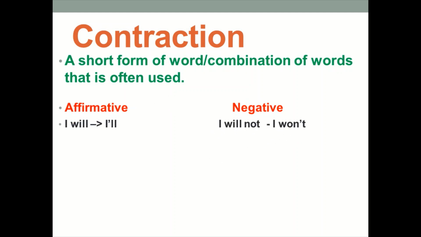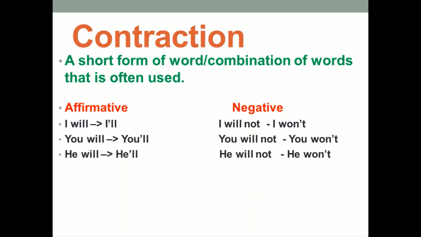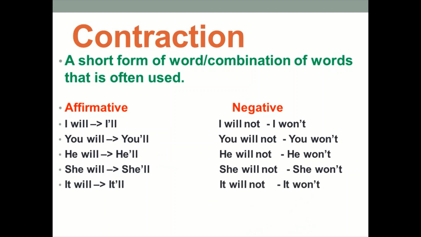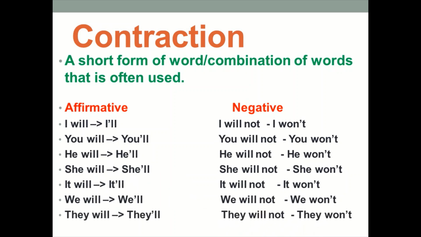So in the affirmative, for example, we have I will. In the contracted form, it will become I'll. And for the negative, I will not becomes I won't in the short form. You will, you'll, you will not, you won't. He will, he'll. He will not, he won't. She will, she'll, she will not, she won't. It will, it'll, it will not, it won't. We will, we will not, we won't. They will, they'll, they will not, they won't.